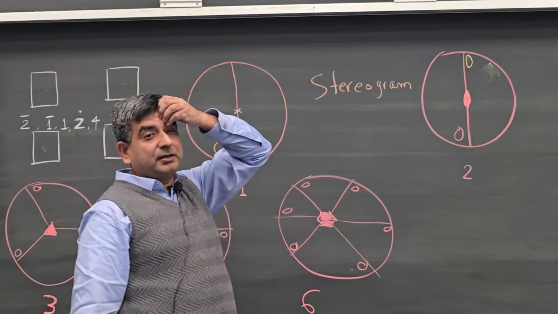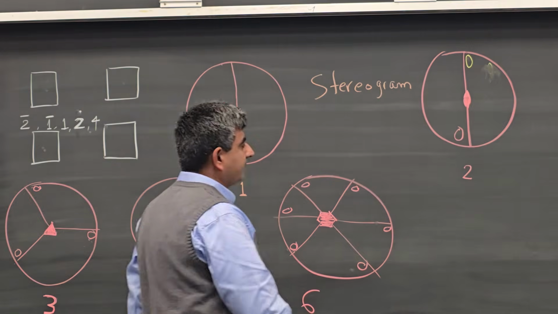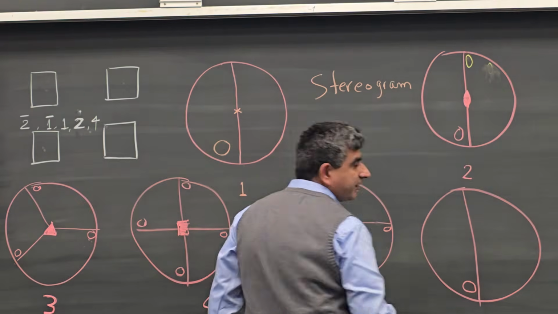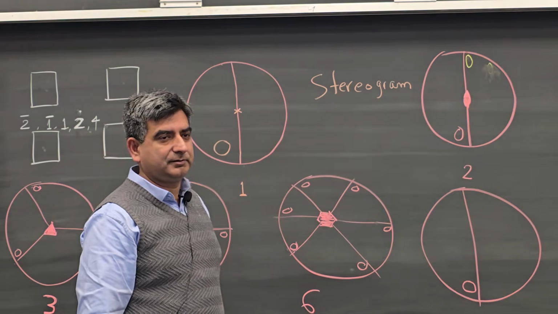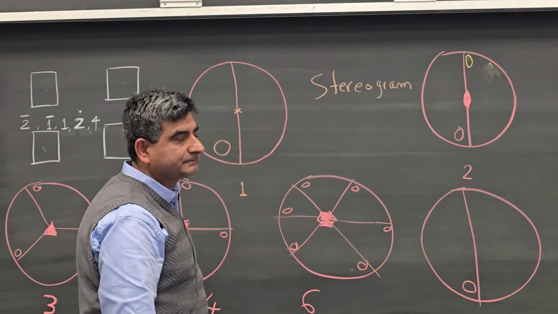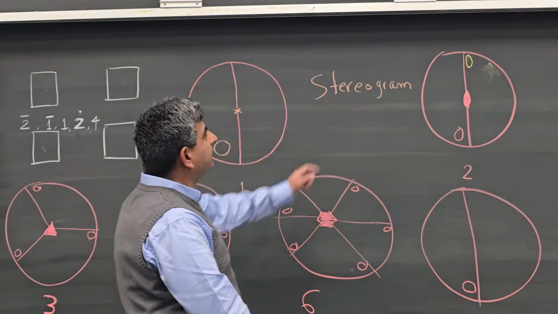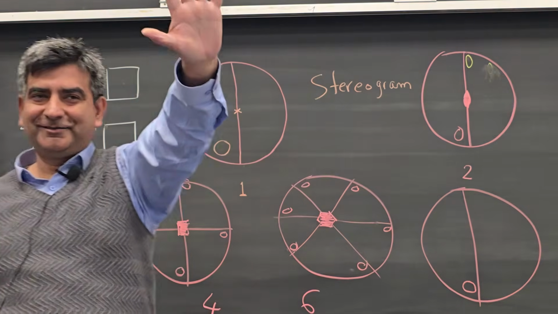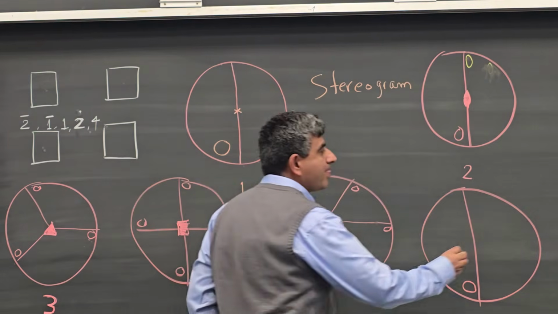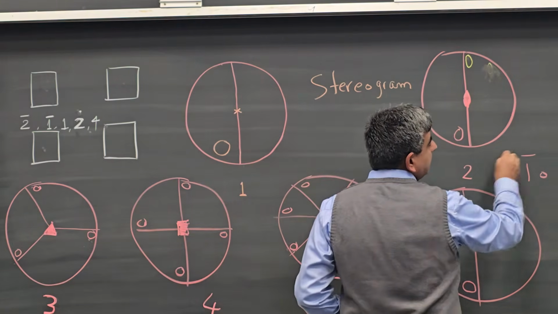Now consider 1 bar. Okay? Suppose I have an object here. And what I would like to do is, let's first consider 2 bar. That's easy. So 2 bar means a two-fold rotation followed by an inversion operation. This is what 2 bar means.